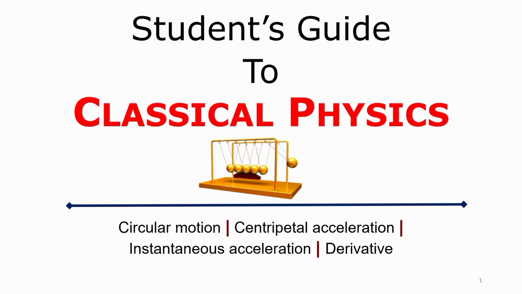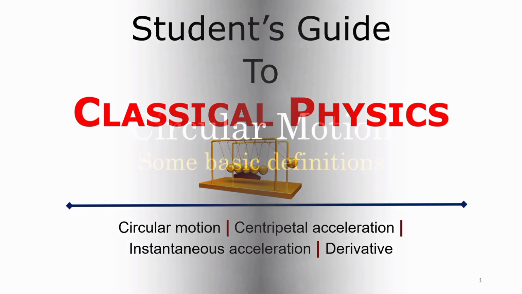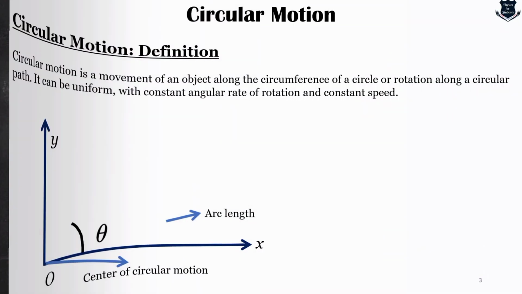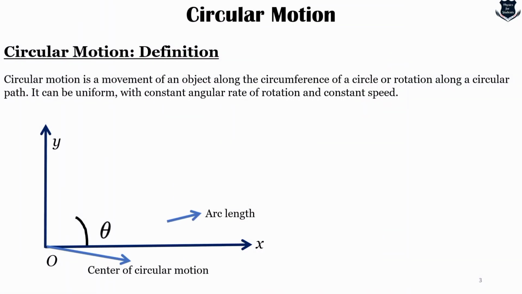Before we go ahead and start learning about circular motion, I would just like to give certain very basic definitions so that when the fundamentals are made strong, the further studies become easy. First of all, circular motion is a movement of an object along the circumference of a circle, or rotation along a circular path. It can be uniform, with a constant angular rate of rotation.